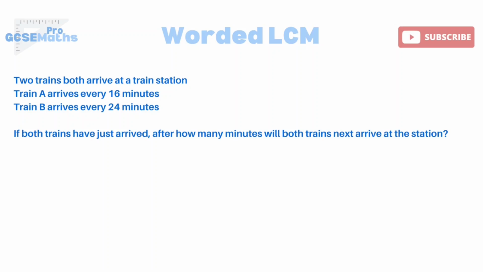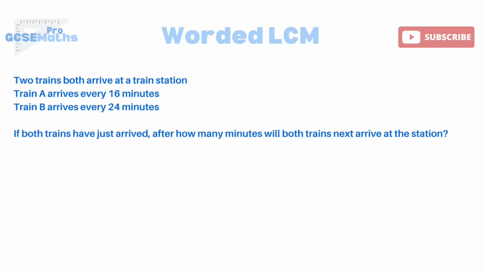So, these questions don't normally mention lowest common multiple, but it'd be good to recognise the different styles and types that are actually the same thing. So, quite a common one is when you have some trains or some buses or something like that. In this case, I've gone with trains. So, for example, 2 trains both arrive at a train station. Train A arrives every 16 minutes. Train B arrives every 24 minutes.